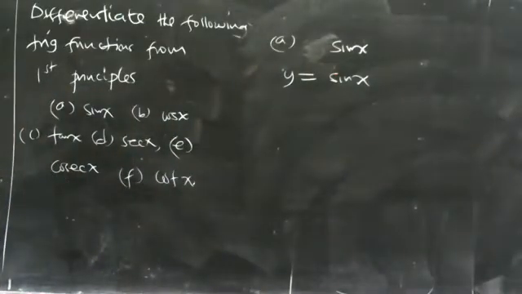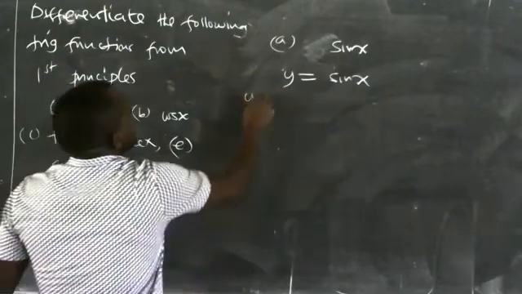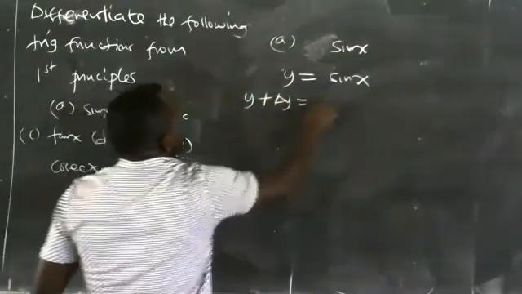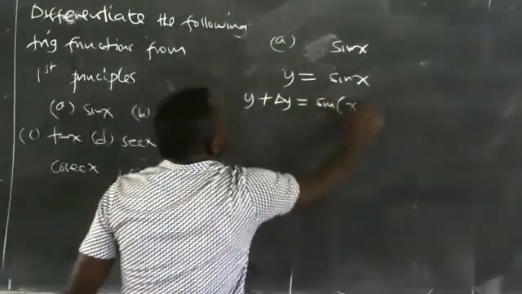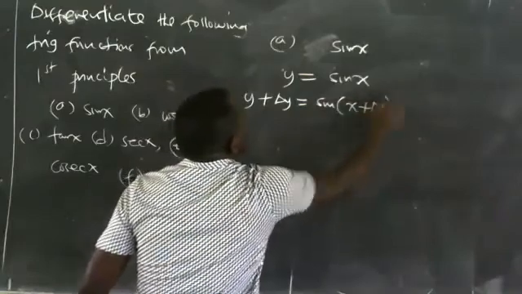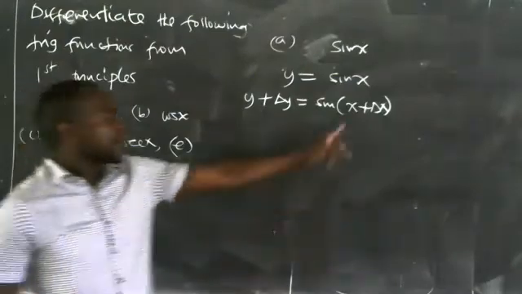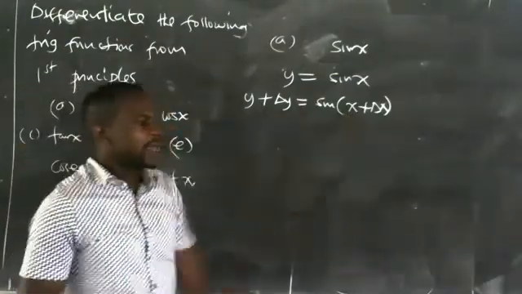Now we are looking at small changes. We are going to add small increments in y, you will add increment in x, okay? The small increments. Now we shall say y plus delta y, the change in y, equals sine of x, add a delta x. Like that. We add it on x and it should be in brackets.